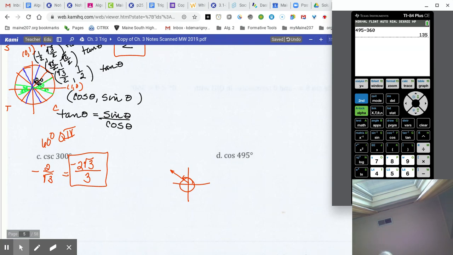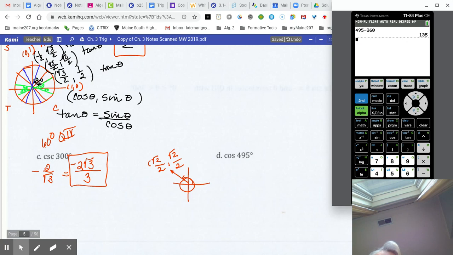So the 135, so my 135 degrees is the 90 plus the 45 is 135. So then this one is going to be a root 2 over 2 and a root 2 over 2.